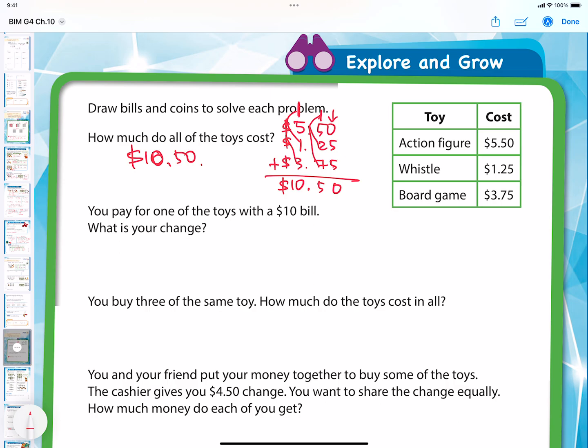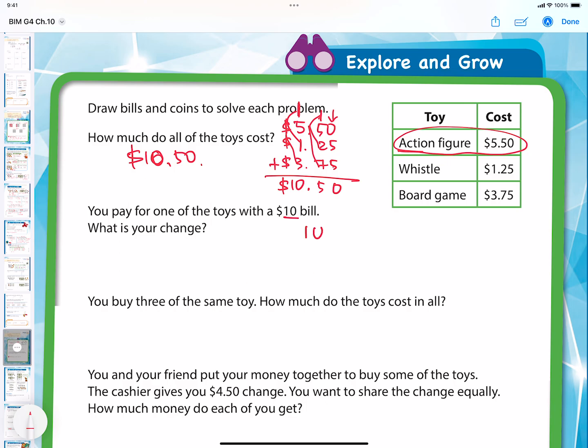Okay. All right. Now you pay for one of the toys with a $10 bill. What is your change? Hold on. They didn't ask us to pick one toy. So I mean, they didn't tell us which toy we are buying. So we'll see. I'm going to pick this action figure. Okay, so that's just me. So I'm going to do this.